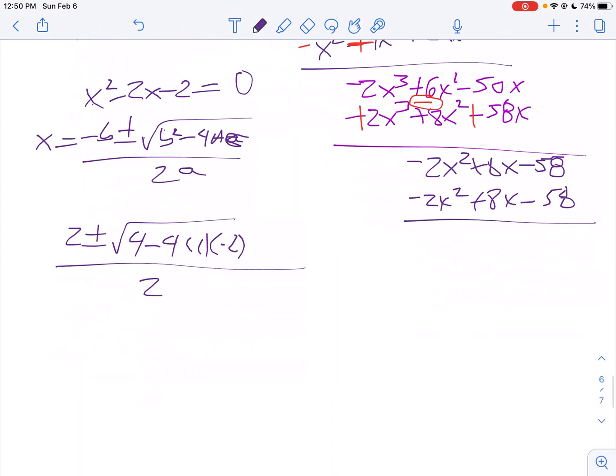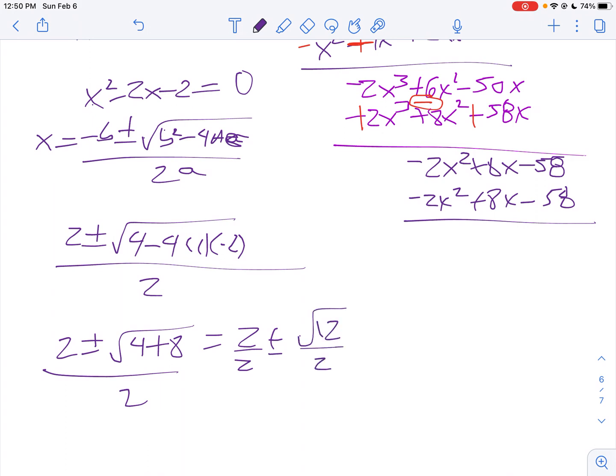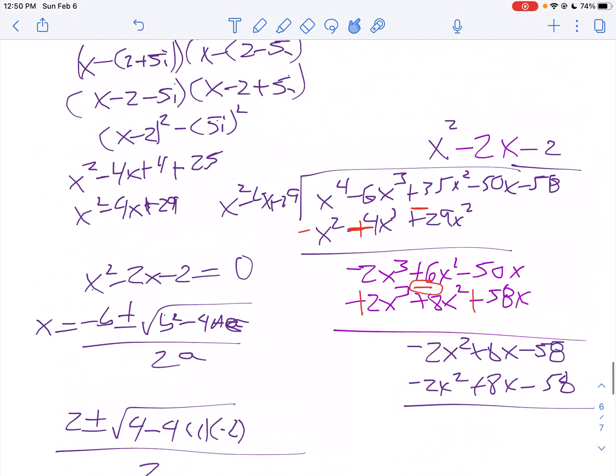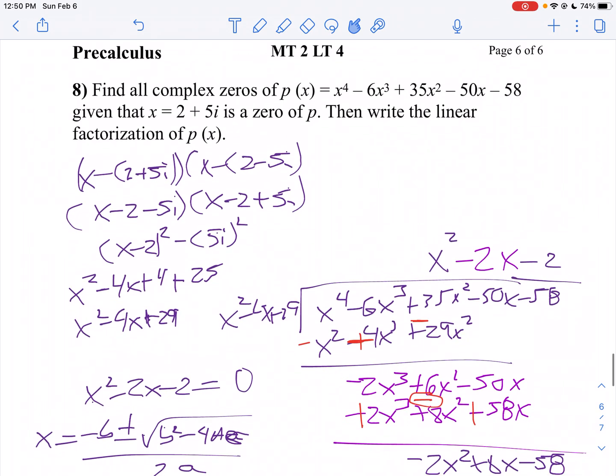So then I'm going to get 2 plus or minus the square root of 4 plus 8 all over 2. So I'm going to get 2 over 2 plus or minus the square root of 12 over 2, which is 1 plus or minus, I can simplify the square root of 12 to 2 square roots of 3 all over 2. So I get 1 plus or minus the square root of 3. Now there's my roots. I'm going to write the linear factorization.